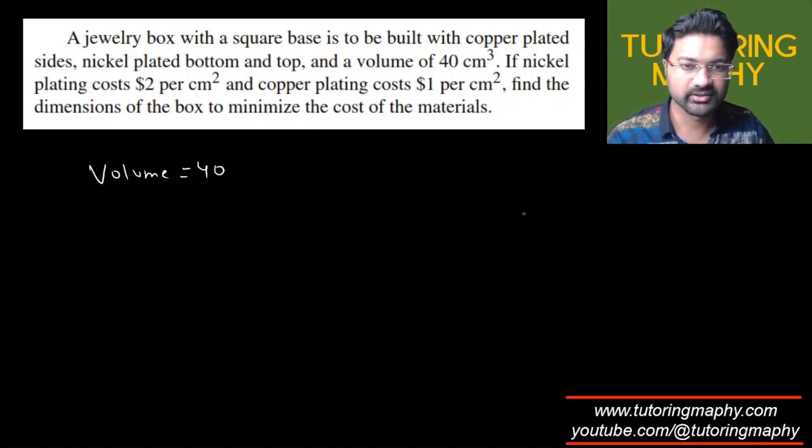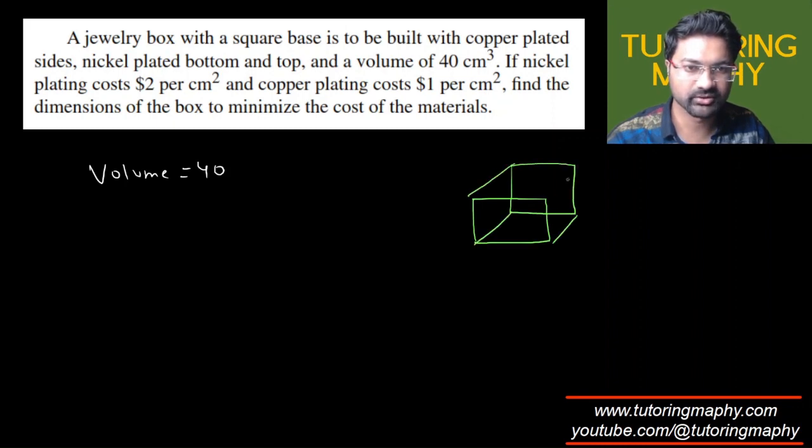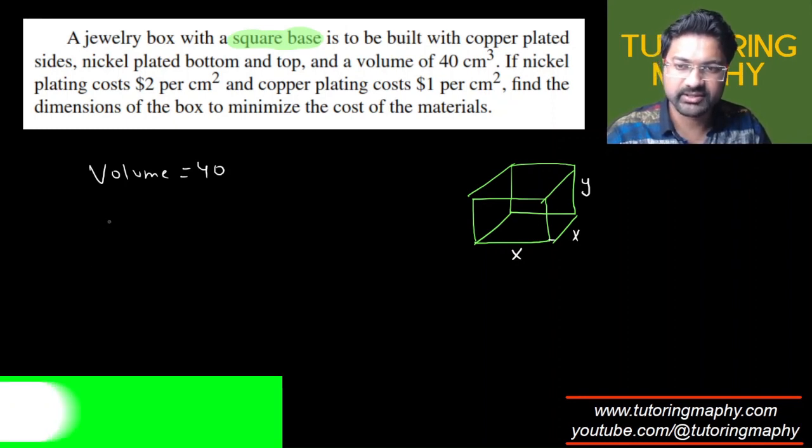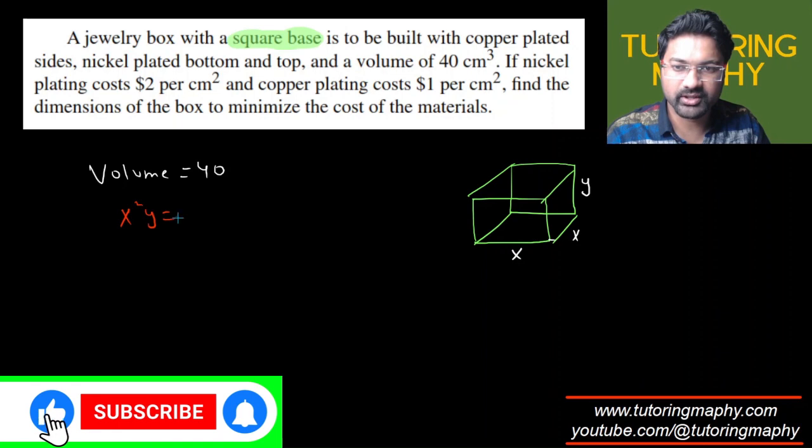So first let's make this jewelry box because that's like a cuboid. This is how the box looks. The dimensions are x and x. Why x and x? Why not x and y? Because it's a square base. So a square means both the sides are equal, and its height is y. Okay, so the volume is going to be length times width times height, which is going to be x times x times y, which is x squared y is equal to 40.